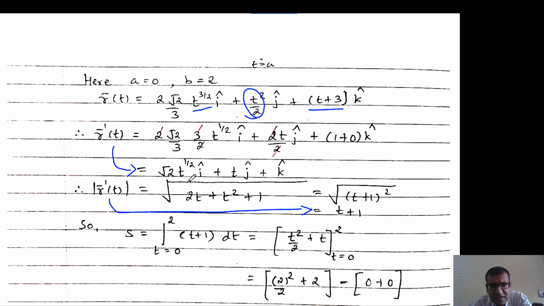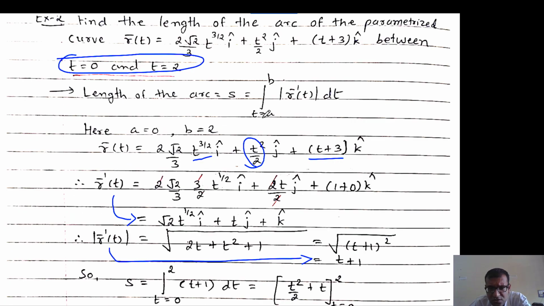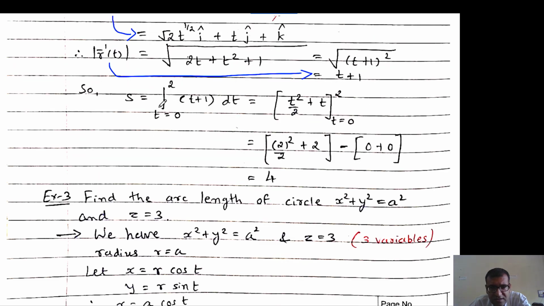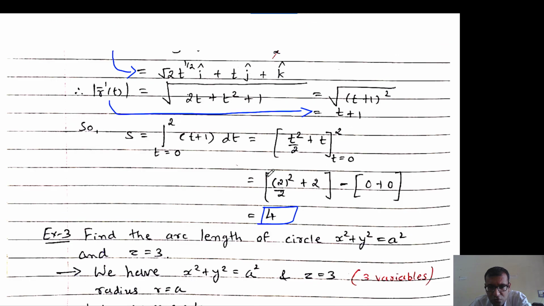Now put these values in the formula, s is equal to integral from a to b of mod r bar dash of t dt. If you put those values here, then it is t is equal to 0 to 2, t plus 1 dt. Now it is very easy to integrate this. Integration of t is t square by 2, integration of 1 is t, okay, and limit is 0 to 2. When you put 2, it is 2 square by 2 plus 2, minus when you put t is equal to 0, it is 0 plus 0, right? So it is just 2 square by 2 plus 2, and that is 2 plus 2, which is 4. So this is your answer. So arc length s is equal to 4.